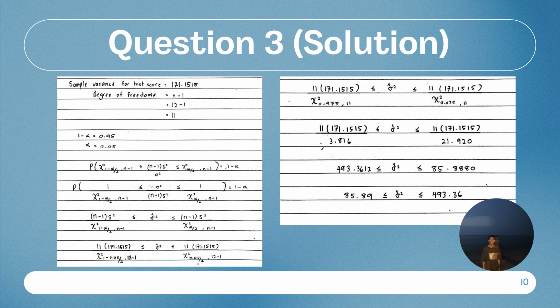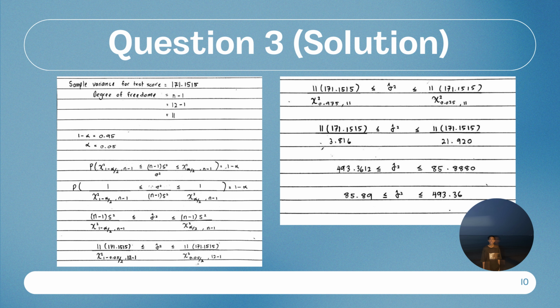We use the chi-square distribution to construct the confidence interval for the variance. The formula is the probability that the chi-square value with alpha over 2 degrees of freedom is less than or equal to n minus 1 times the sample variance divided by the population variance, which is less than or equal to the chi-square value with 1 minus alpha over 2 degrees of freedom, and is equal to 1 minus alpha.